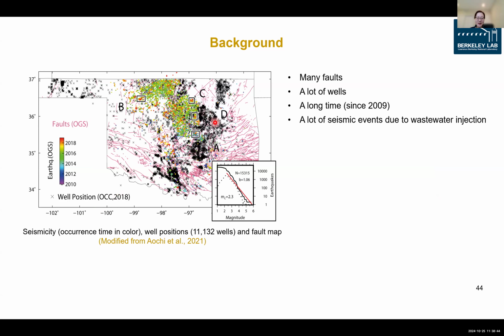So here is the site we were looking at, in Oklahoma, with a large number of faults in pink and a large number of wells. There's a long history of seismic events, and a lot of seismic events being recorded due to wastewater injection.